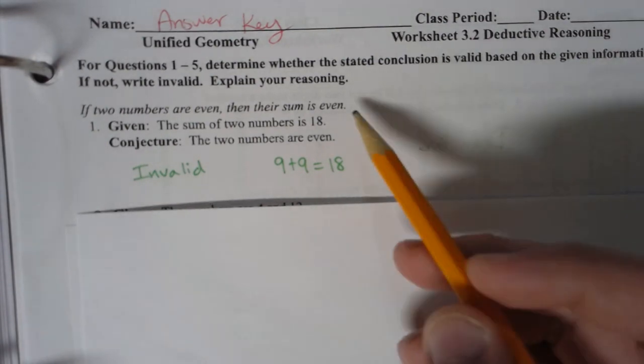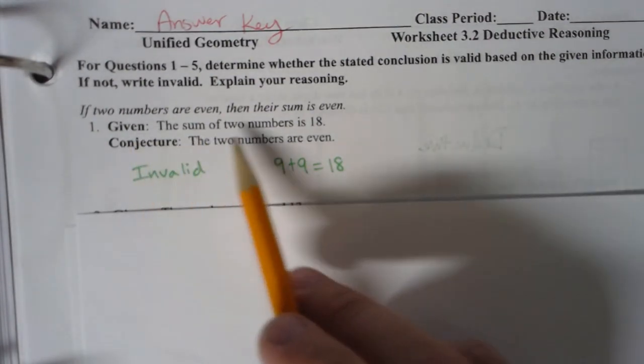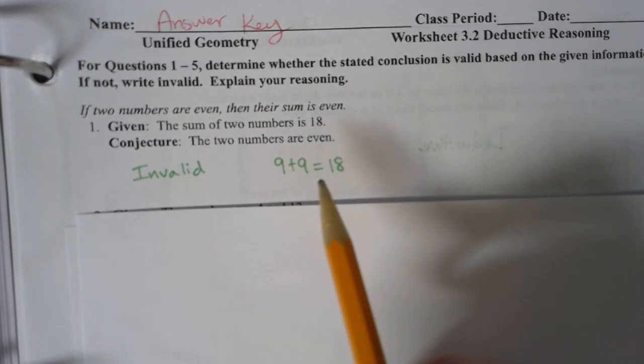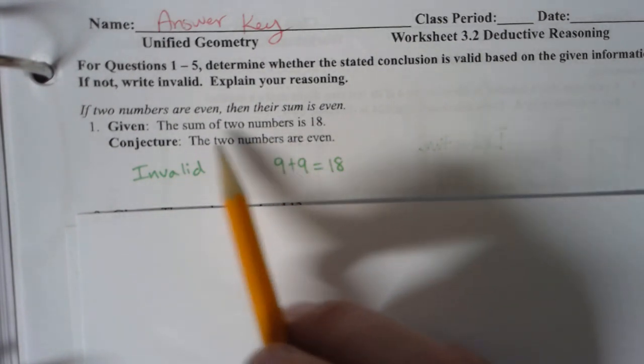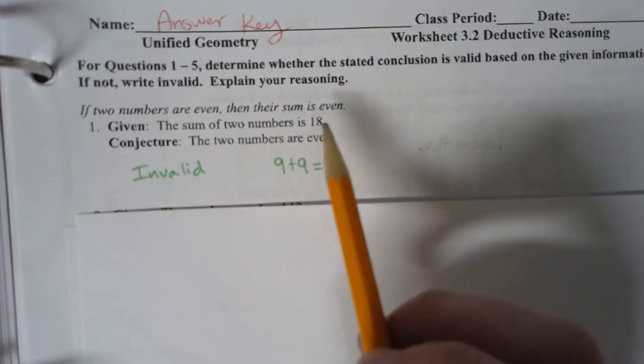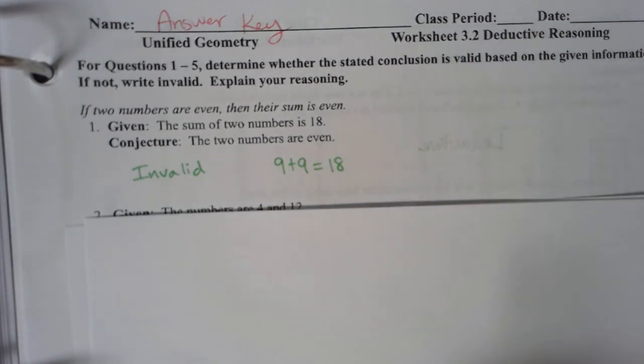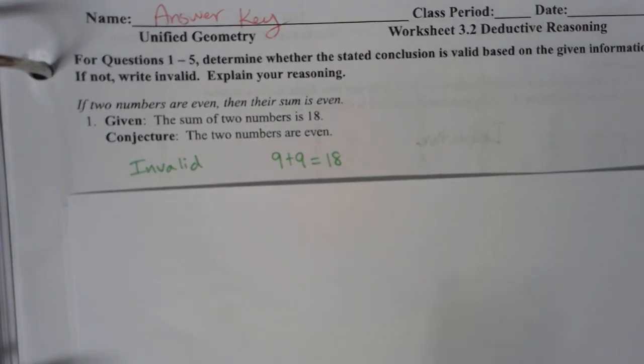Okay, so using this rule, we are given that the sum of two numbers is 18. Okay, so that's the scenario that we are given. The sum of two numbers is 18. Doesn't say anything else about the two numbers, just that the sum of them is 18. And then the conjecture that is made is that the two numbers must be even. Okay, so again, my directions tell me to determine whether the stated conclusion is valid based on the given information, and if not, write invalid.